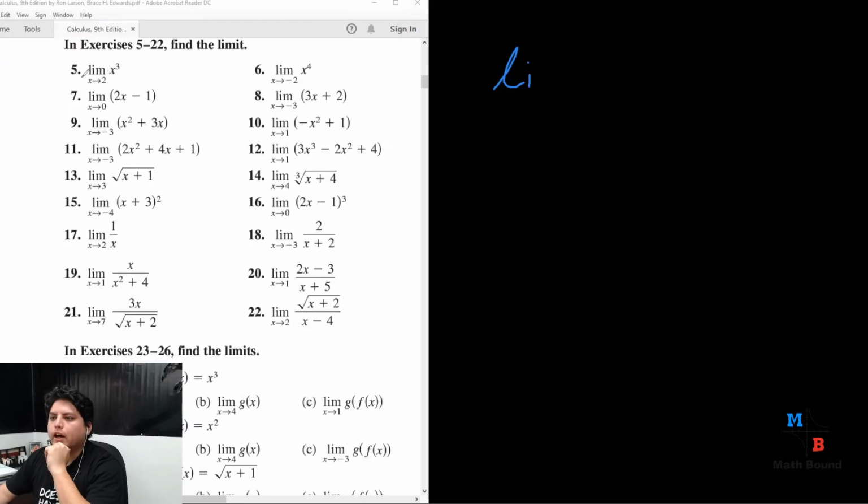On problem number 5, what is the limit as x approaches 2 of x cubed? The first thing that you should do is try to plug in this value into x and figure out what that gives you. Most of the time you're going to get a value, in this case 2 cubed, which equals 8. The value that you get is going to be your limit for this expression.